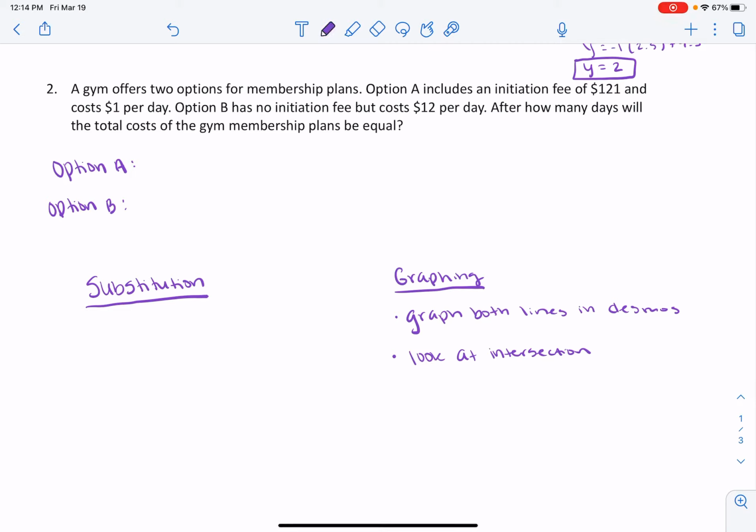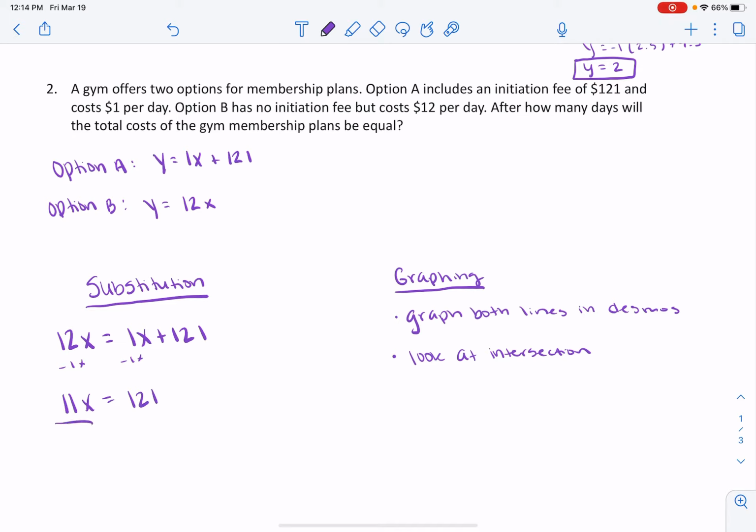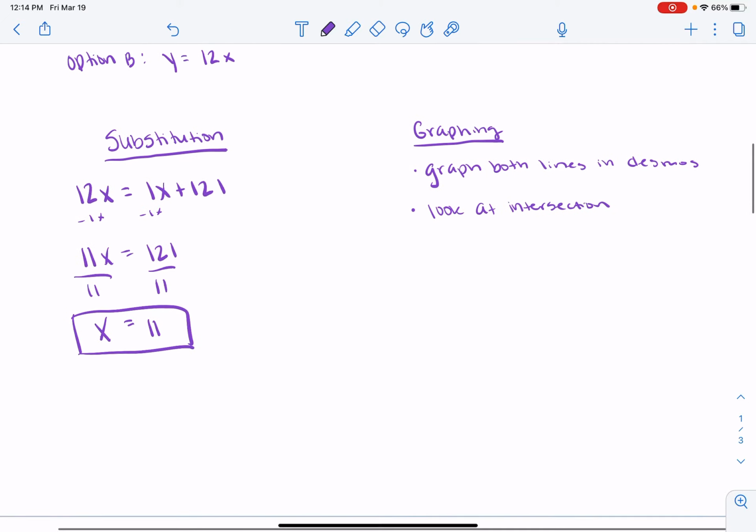So for option A, it says it costs $1 a day, so that's 1x plus the initiation fee, and then option B would be just 12x. Okay. Now, this is pretty much already set up for substitution because we know what y is equal to here, so we can take the 12x and plug it in for y. So really, we can just set them equal to each other and solve. Okay, so we found that x is equal to 11, and then we can go ahead and plug it into one of the equations. Let's choose 12x.